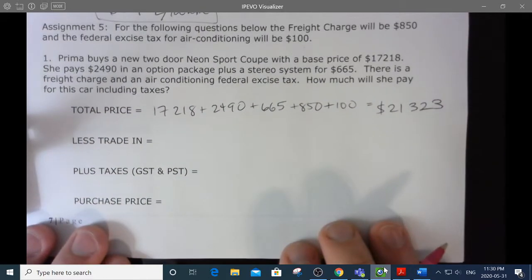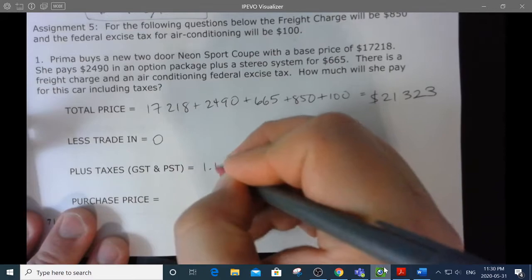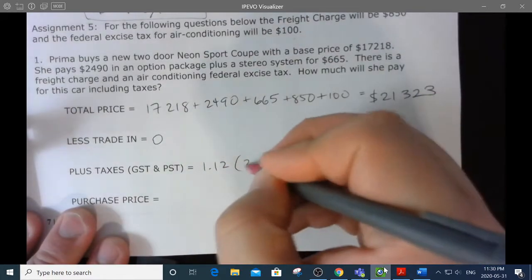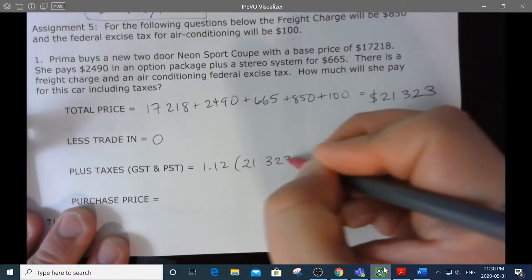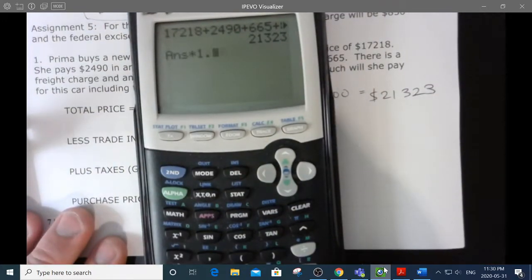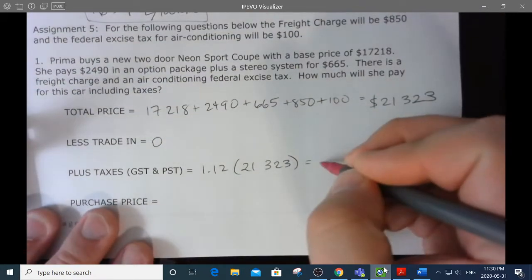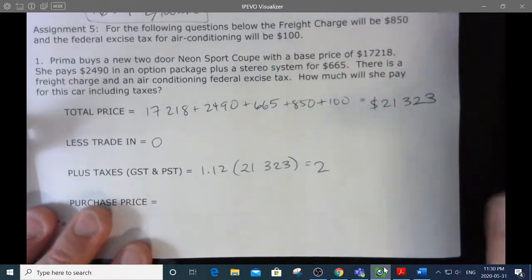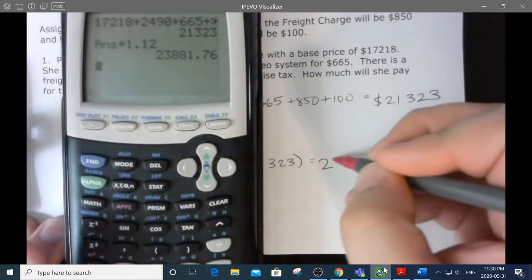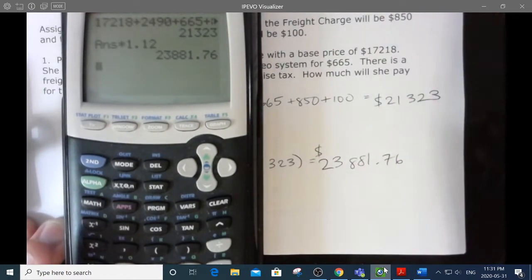Does she have a trade-in? It does not say that she's trading in a vehicle, so no trade-in. So we have to put taxes on that, so that's 1.12 times 21,323. Take the number that's already on my screen and times it by 1.12. And that is $23,881.76. Forgot my dollar sign.